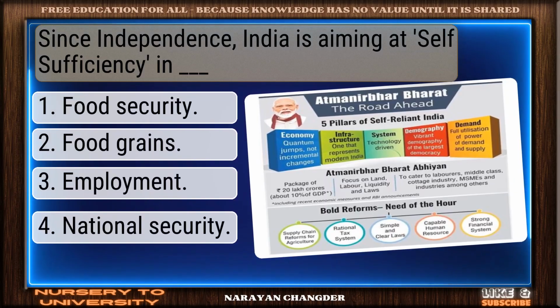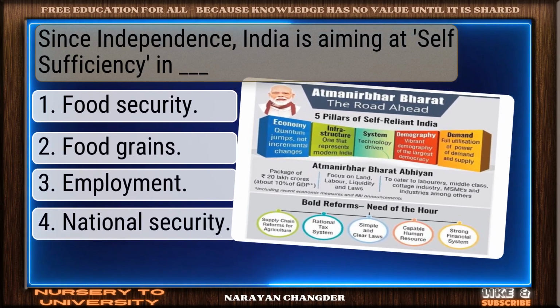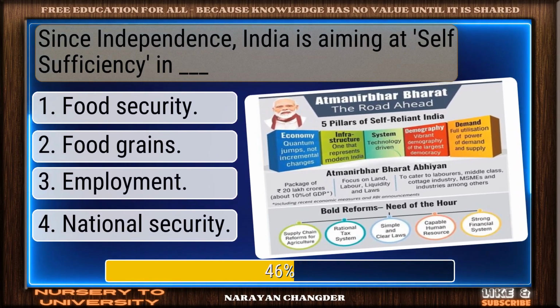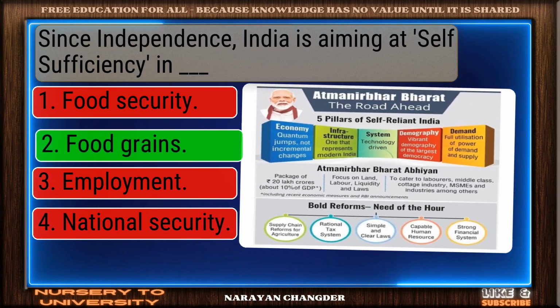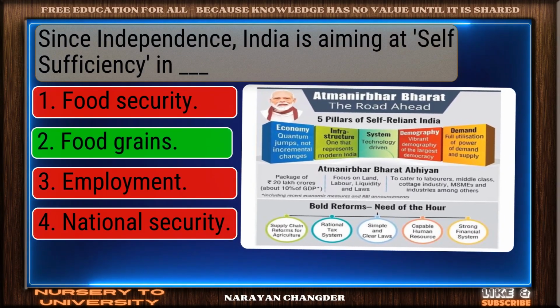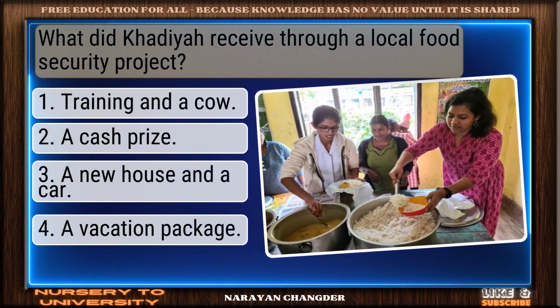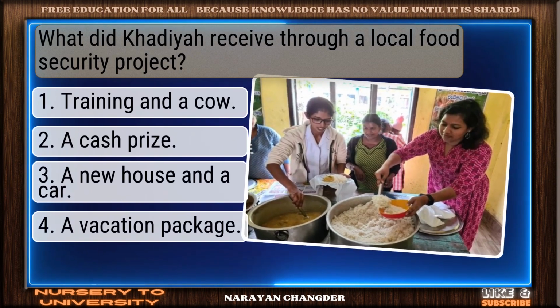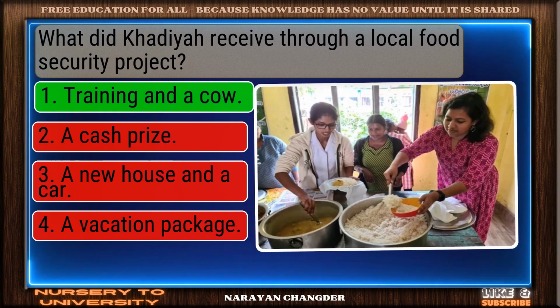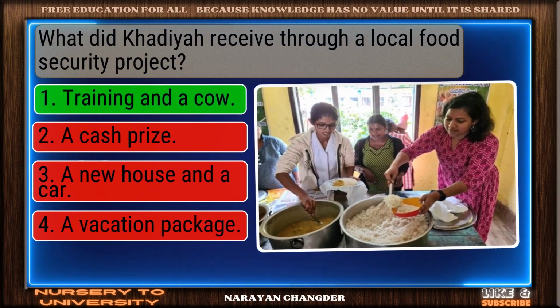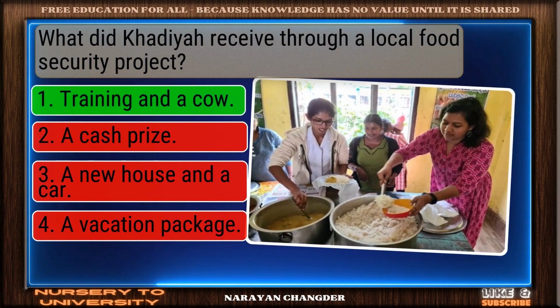Since independence, India is aiming at self-sufficiency in dash. Well reasoned. Food grains is the correct choice. What did Khadija receive through a local food security project? Good thinking. Training in a cow is the right answer.